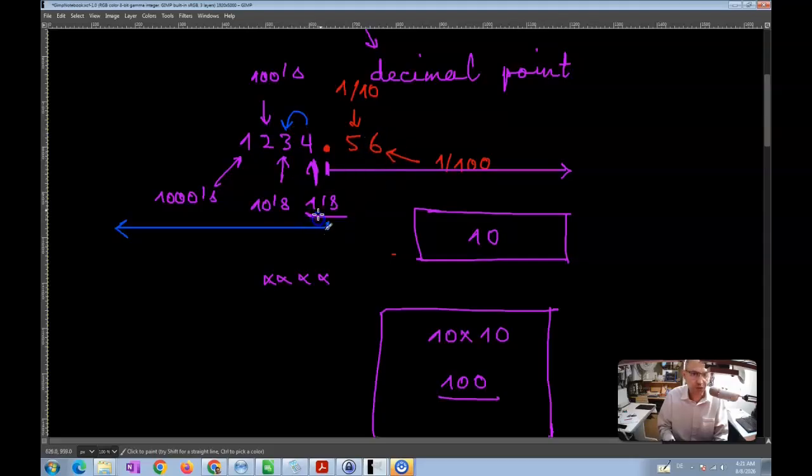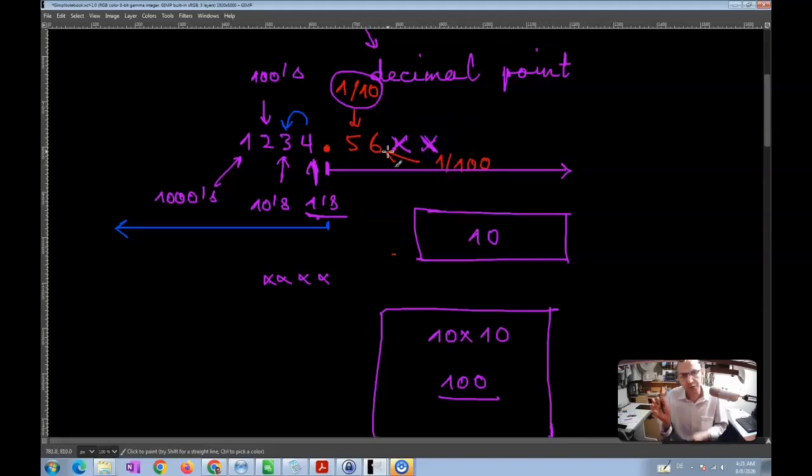Now 1 divided by 10 is 1/10. Again, 1/10 divided by 10 is a 100th. Again, 100th divided by 10 would be a 1000th. The next one would appear here. Again, the 1000th divided by 10 would be a 1/10,000th, which would be a digit over here, and so on and so forth.